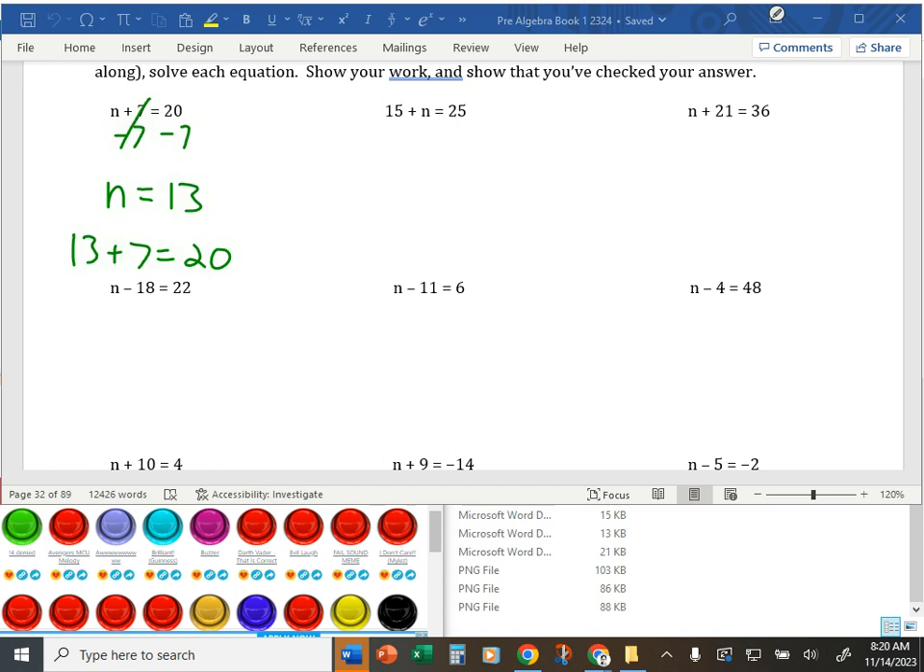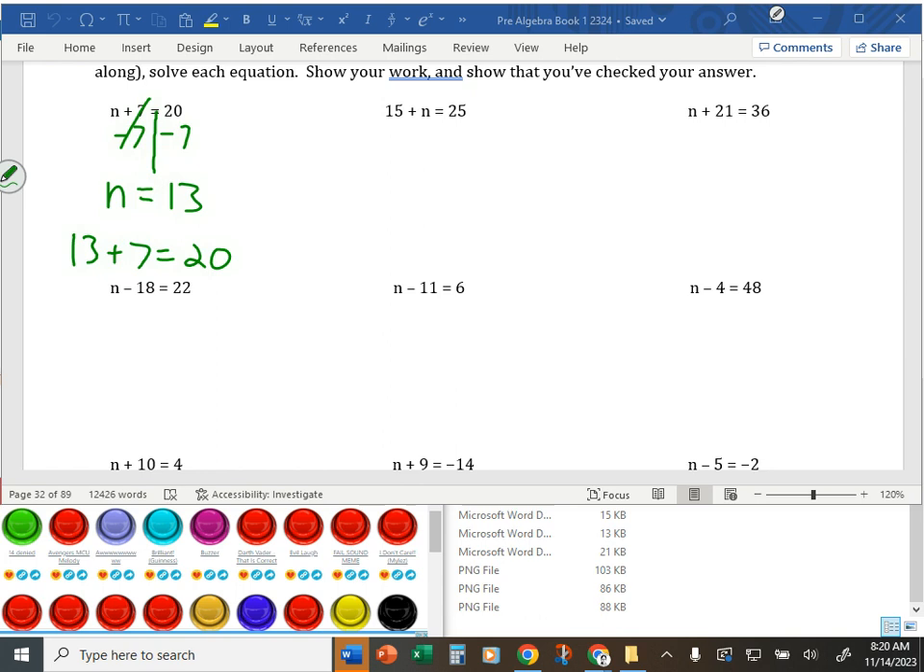I didn't put -7 -7. There's a little separation here where the equal sign is. Okay? So I took 7 away from both sides. And again, the reason I took 7 away from both sides is because the opposite of adding 7 is subtracting 7 to get to 0. And then 20 minus 7, I have to do the same thing on the other side to keep that equation balanced. Okay?